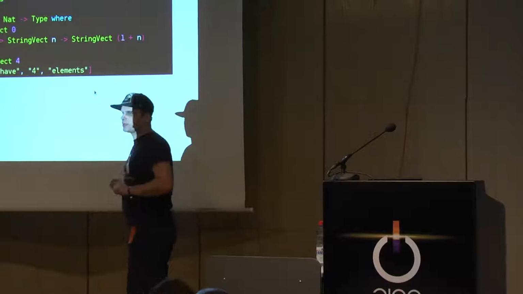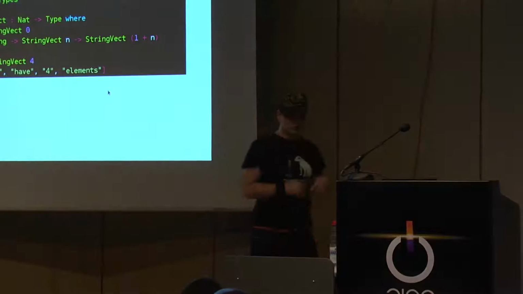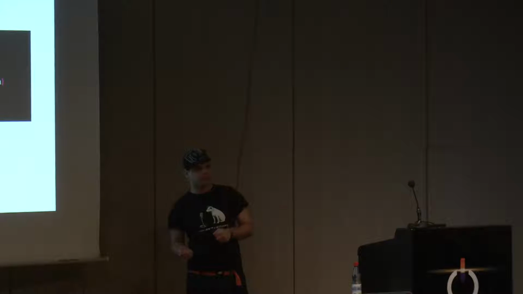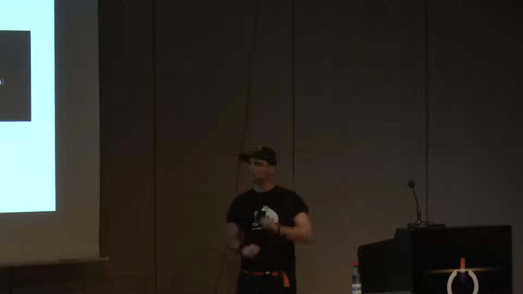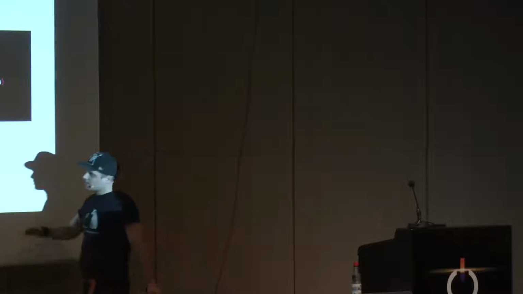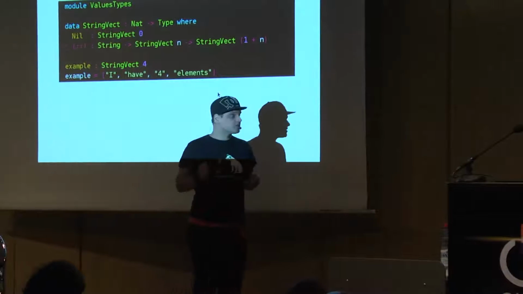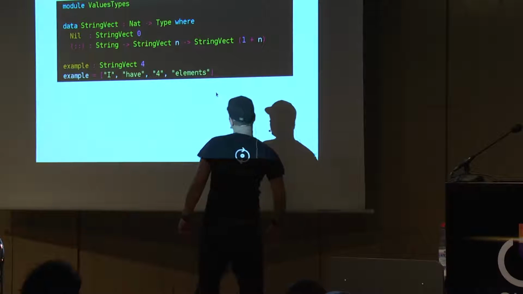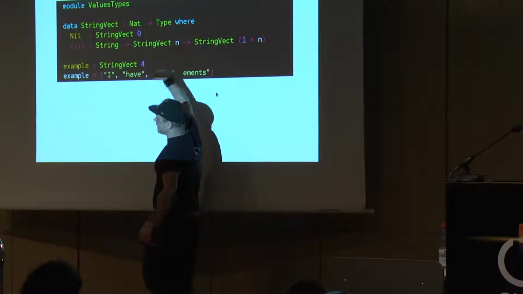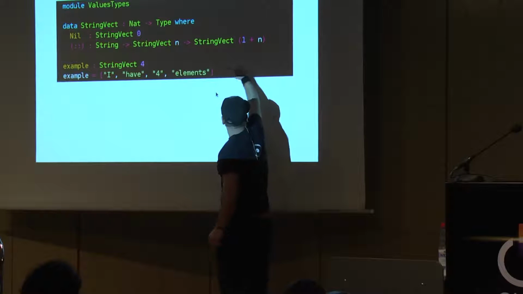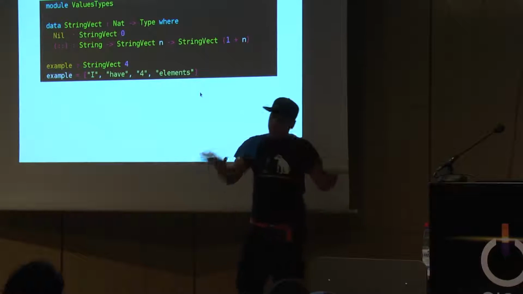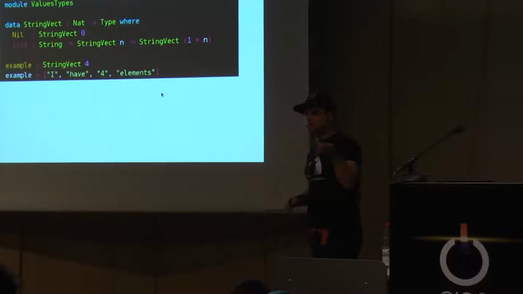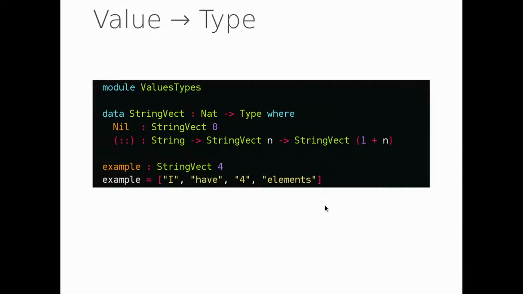So this is a string vector, and this vector is basically a list, but with the length in the type. So we have additional information in our type that says, okay, this vector is of length 4 or whatever. So obviously the empty vector is length 0, and the cons case, it takes a string vector of length n, and what we get is a string vector of length 1 plus n. And what's interesting about this is not a special type level plus. This is the same plus that we're using on the value level. So we've got a lot of reuse here.